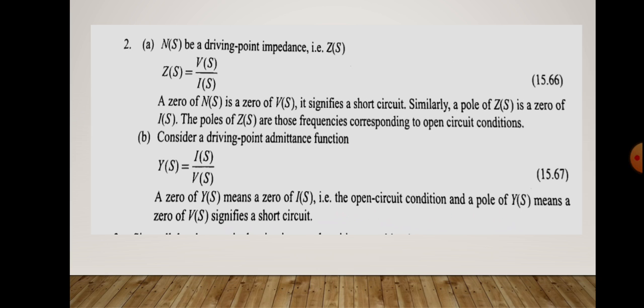Then Z(s) is the impedance, that is V(s) by I(s). Suppose this is a driving point function; then a zero of Z(s) means a zero of V(s). A zero of V(s) indicates that the voltage is 0, which indicates a short circuit. Similarly, a pole of Z(s) means a zero of I(s), that means the current will be equal to 0. That means it represents an open circuit.